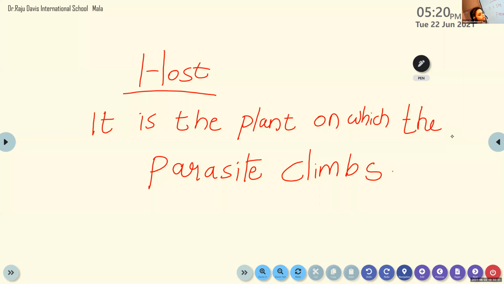So we can consider the host is the giver. Host gives all the nourishment from its body. And what about parasite? Parasite is a taker. The host is a giver and the parasite is a taker. Parasite takes all the nourishment that is prepared by the host plant, and host gives the nourishment to the parasite.